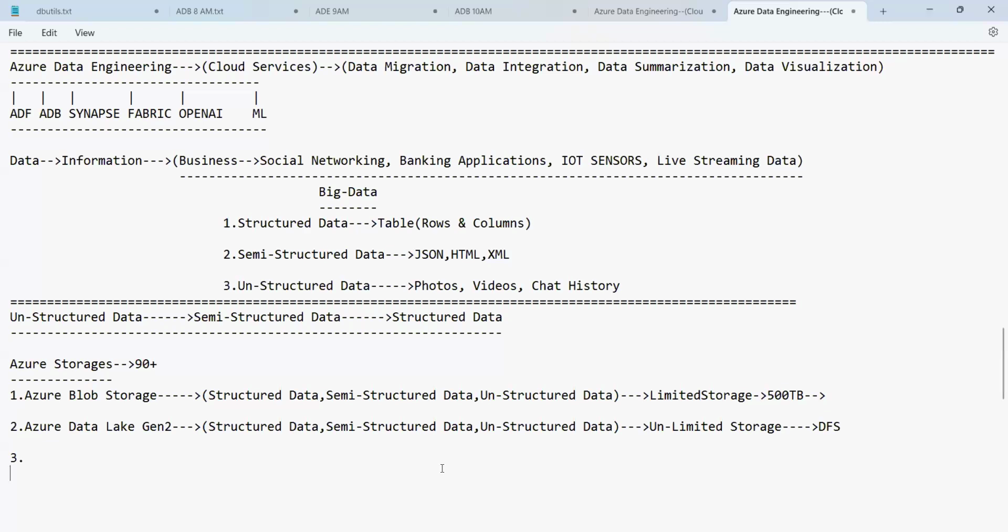Distributed file format. Now, what is a distributed file format? We will discuss it. I'll give you a small example, but we will discuss it in detail once we get into the subject.